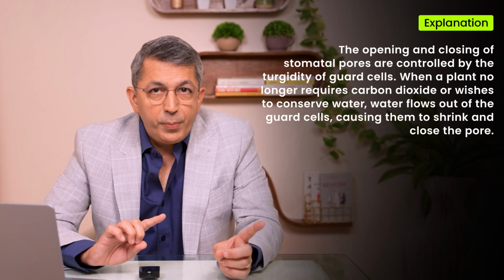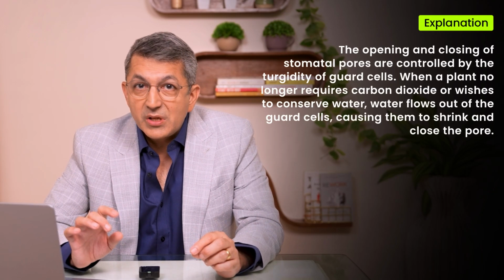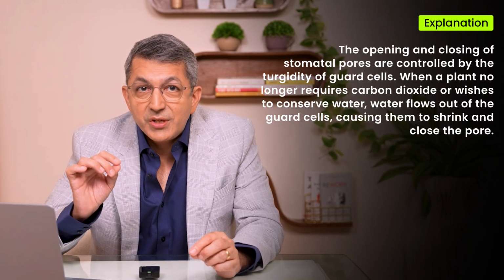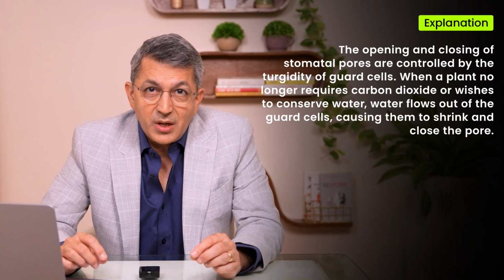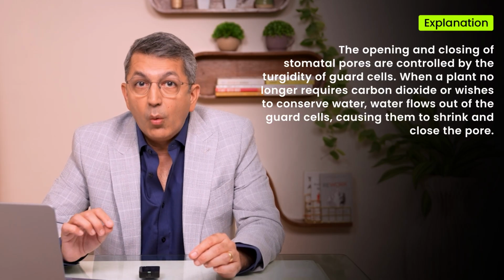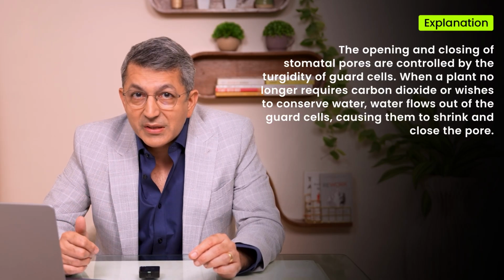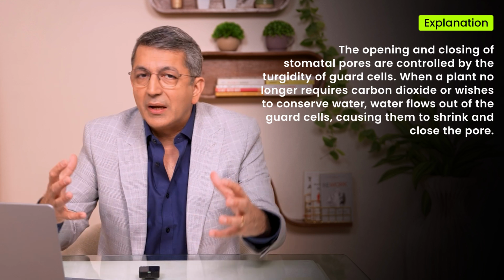Explanation: the opening and closing of stomatal pores are controlled by the turgidity of guard cells. When a plant no longer requires carbon dioxide or wishes to conserve water, water flows out of the guard cells, causing them to shrink and close the pore. Answer C, 2 and 3.